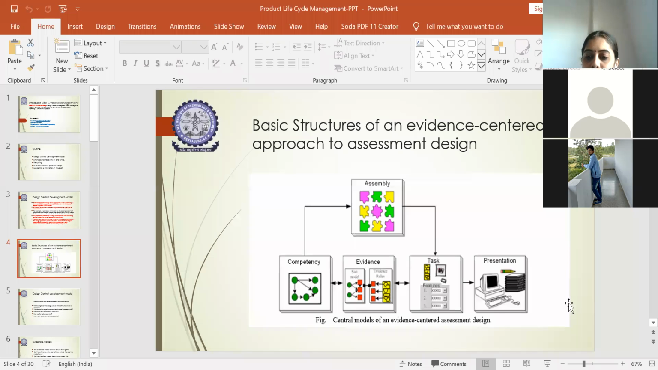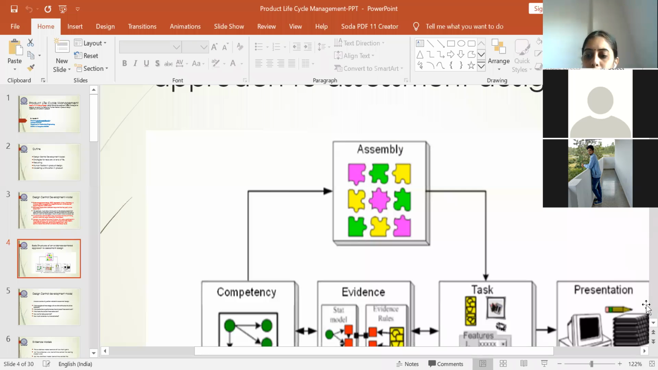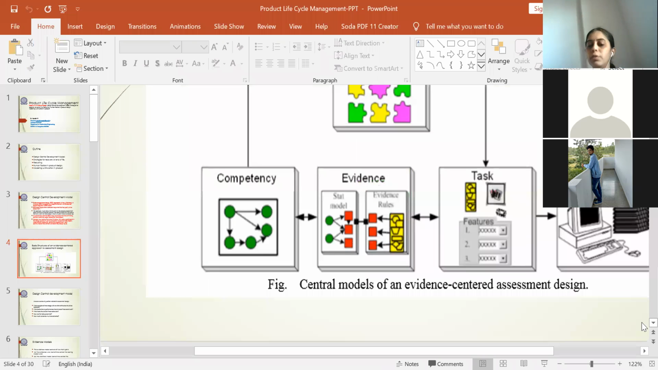In the evidence sector, you can see what's happening here. So you have a start model and an evidence rule, right? So the design will be modeled with respect to the specifications given, and it will have evidence rules. Based on the rules, it will be evaluated and checked whether the model done is exactly fitting the requirement.